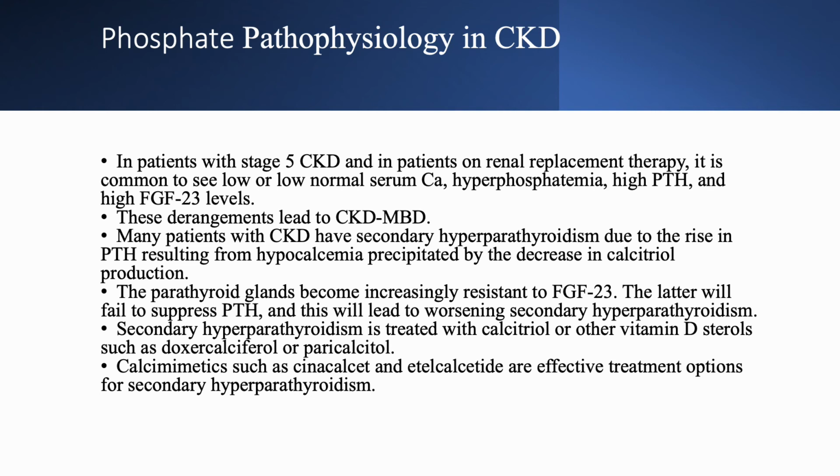How do we treat secondary hyperparathyroidism? We treat it with calcitriol or other vitamin D sterols. Calcitriol is what the body makes. It's 1,25-dihydroxyvitamin D3, and it is available either as a capsule or as an intravenous medication.